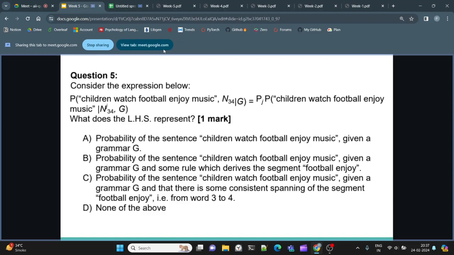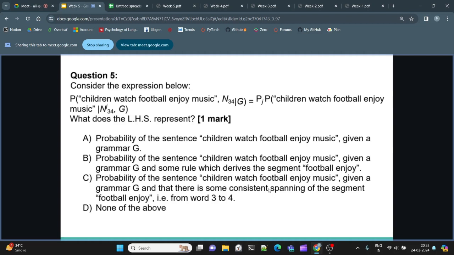Okay, sorry about that. So we are doing question 5 right now. This is a problem based on the inside outside probability. So we are given this statement. What is the left hand side? It is the probability of children watch football, enjoy music, given the N 3, 4 and G. What does this mean? What does this represent? That is what we have to say.